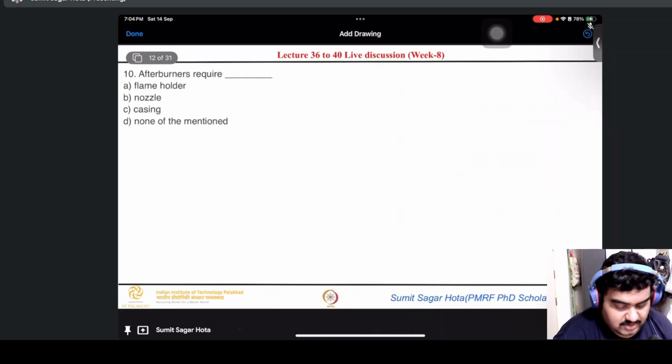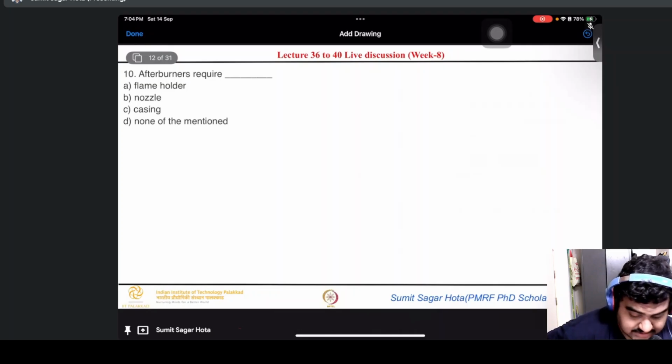So now, the afterburners require gas. Afterburner always requires what near the exhaust? Always we need a flame holding mechanism so that it can hold the flame to maintain a constant velocity of the flame. Okay.